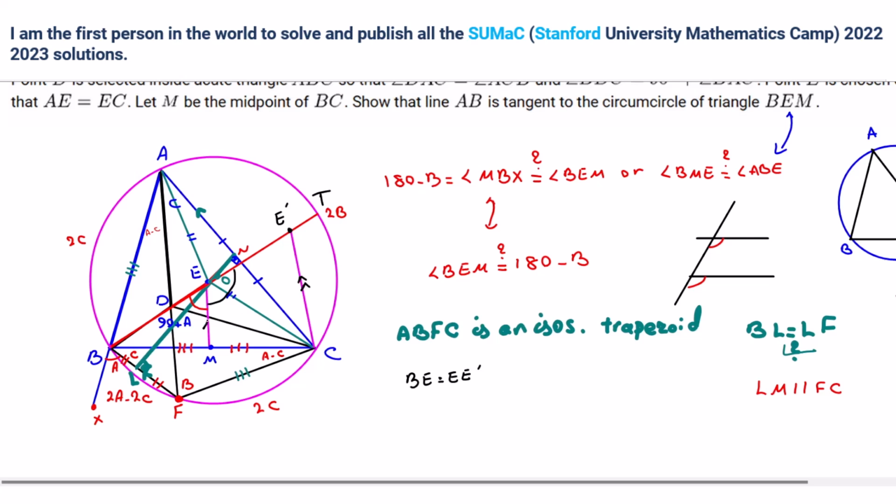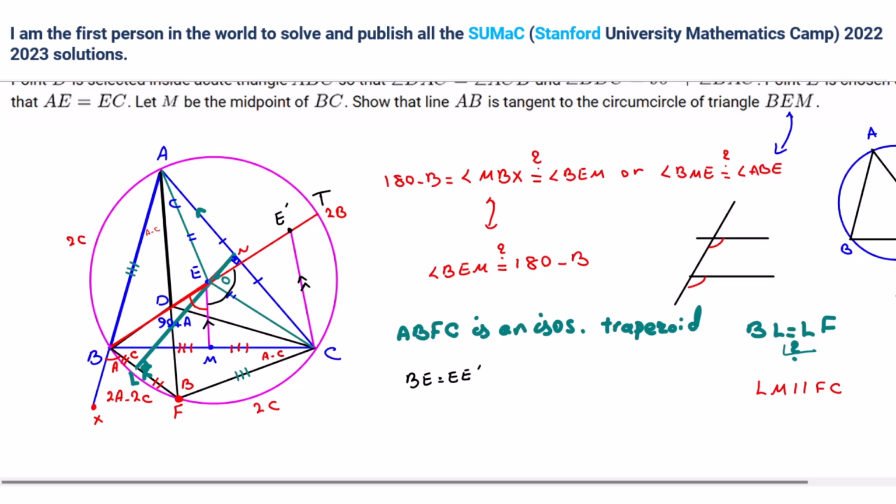Do you agree EM will be parallel to E prime C if this length is equal to this length? Because M is also the midpoint, then by Thales' theorem, we can say these two lines are parallel to each other, right? EM and E prime C. Yes.